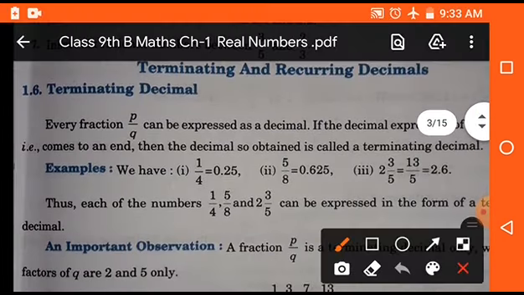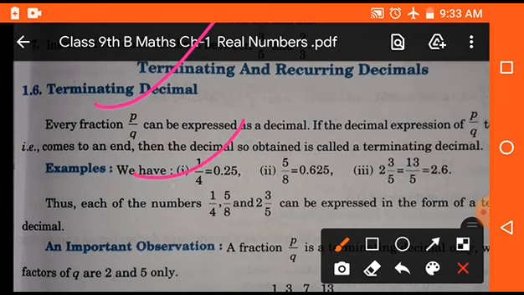Now students, we will discuss here the next important topic, terminating and recurring decimal expansion. First of all I want to introduce what is the meaning of terminating and recurring decimals. Terminating means a number which terminates, that means it ends after some places, after some digits, and recurring means which cannot terminate, that means it continues after the decimal. So I am telling you by giving some examples.